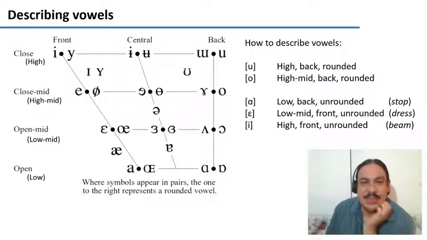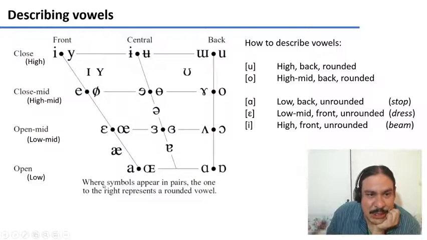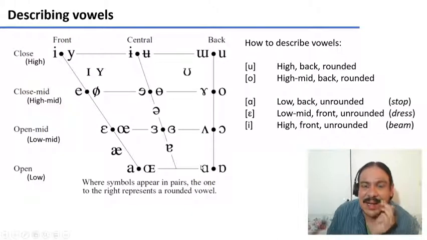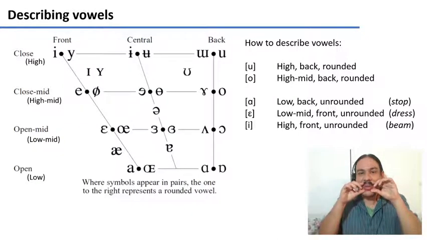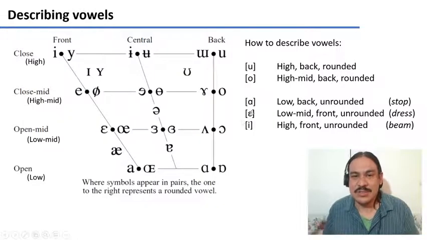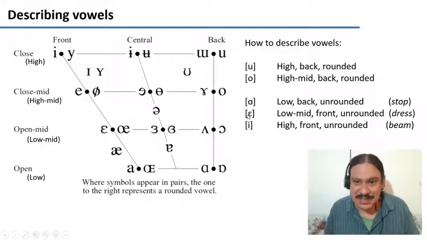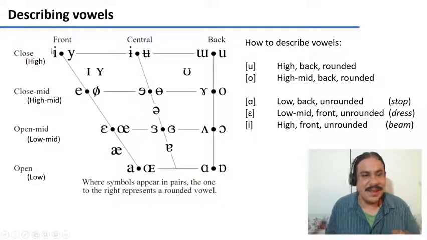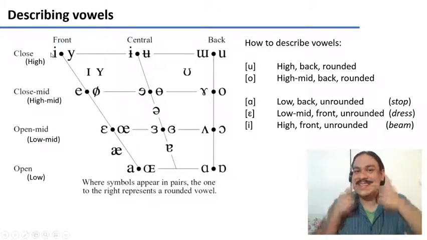All right, so this one, as you can see, is low, back, and it's on the left, so it's unrounded. Stop. It's not rounded lips. It is lips spread out. The one in dress is not rounded either. It's unrounded. This one is low-mid, and more towards the front. This one, e, is high, front, and unrounded. E with lips spread.